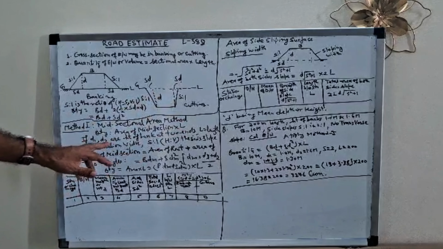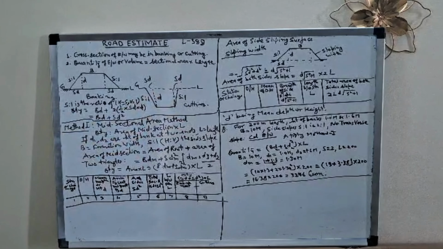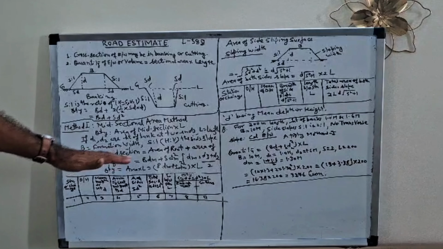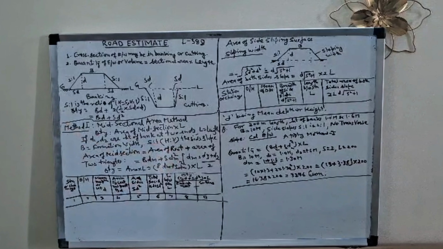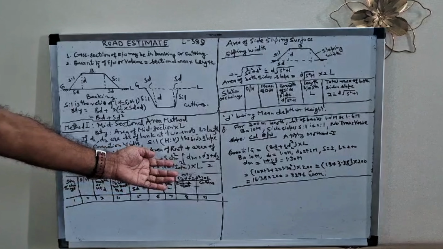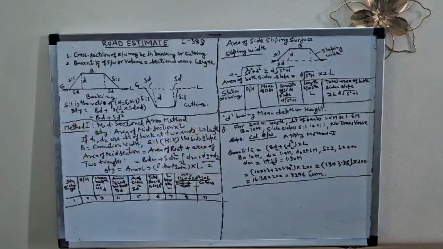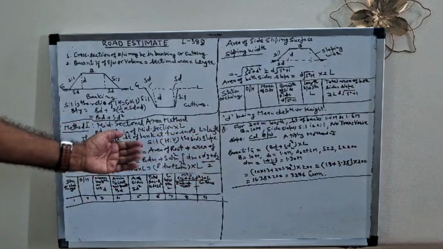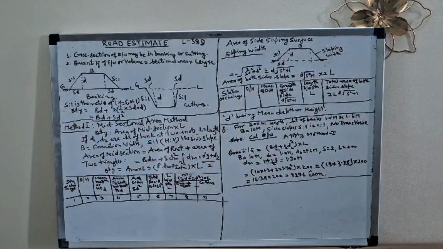If D1, D2 are the heights of the bank at 2 ends, L is the length, B is the formation width, and S to 1 means S horizontal to 1 vertical, the side slopes, then the area of mid-section will be the area of the rectangle plus the area of the 2 side triangles. So we have BDM plus SDM square, where DM is (D1 plus D2) by 2. So quantity is the area multiplied simply by the length of the road.